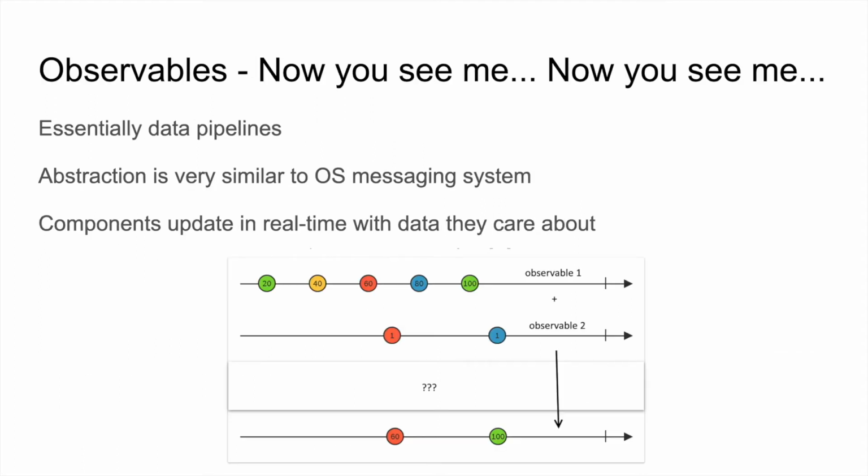Observables are essentially a message pipeline interface. It allows you to compose streams of data between different components and allows you to set up functions along the streams that can modify data and pipeline it to where they need to go. It's very similar to operating system messaging abstractions. And this allows for real-time updates to different components that are watching data.